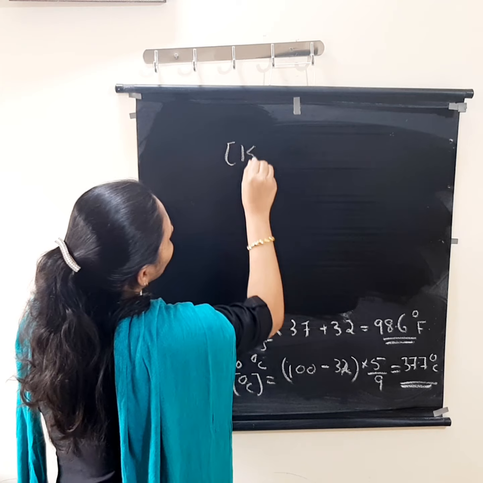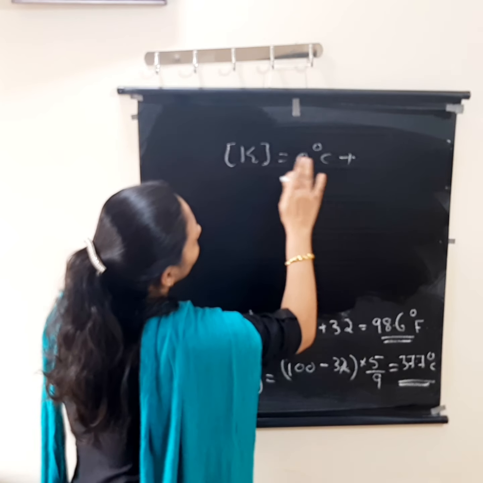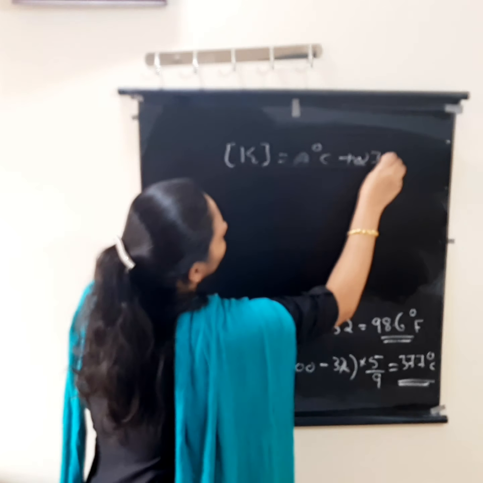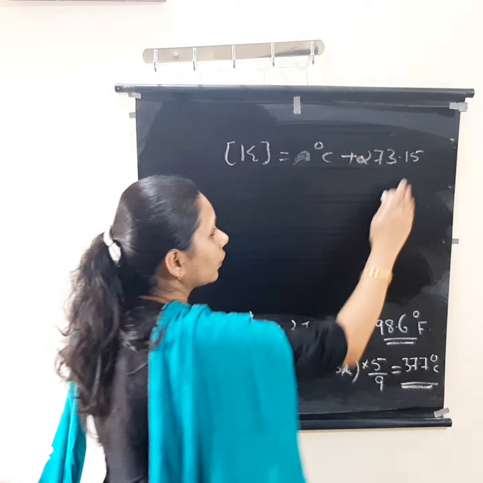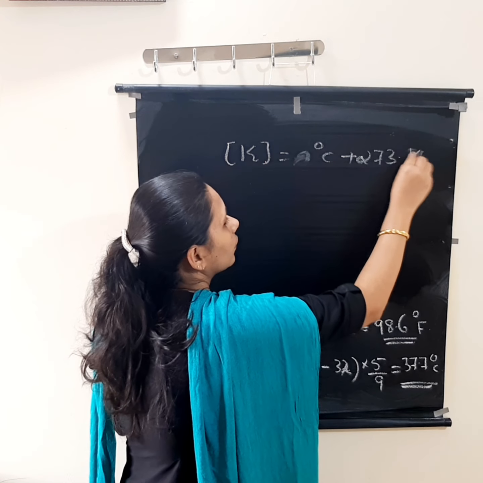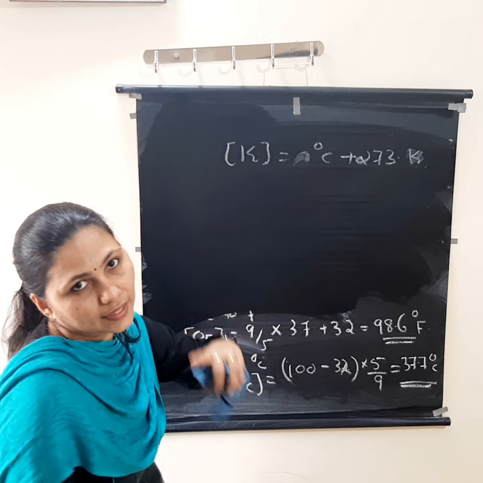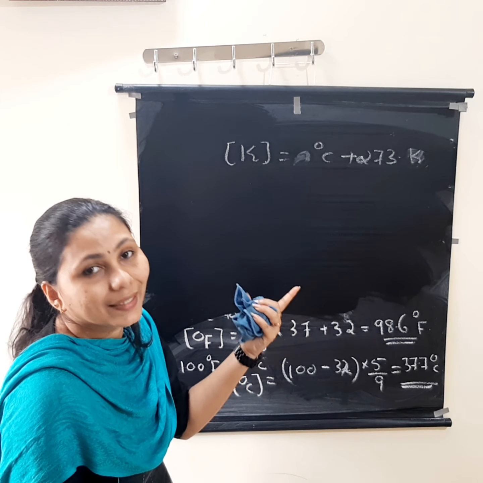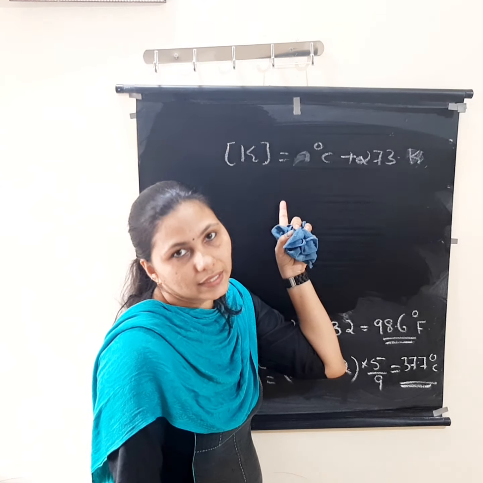Kelvin equals degree Celsius plus 273.15. There is no need to write 15 Kelvin; approximately we can take 273 Kelvin. So given degrees Celsius, how can we convert into Kelvin scale? Just add 273 to the degree Celsius temperature.